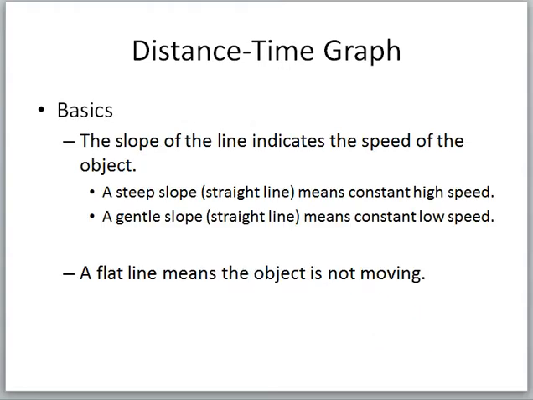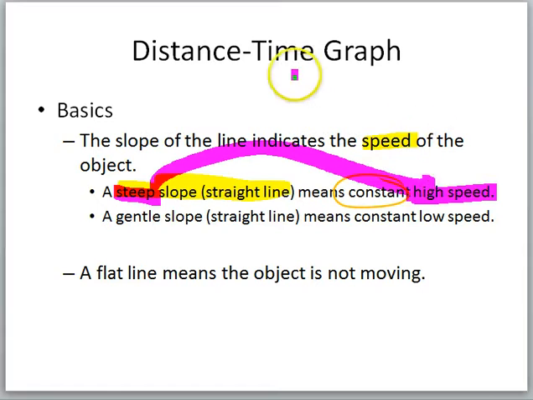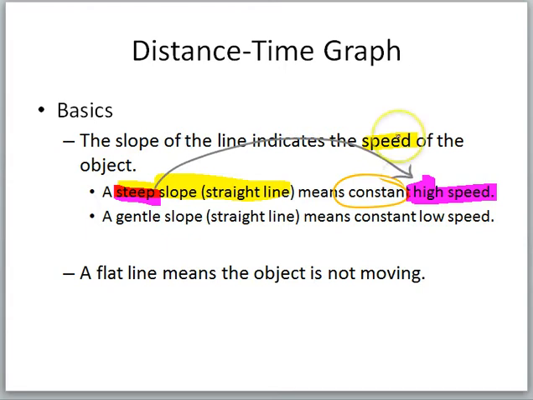Some of the basics that you must note for the distance time graph: the slope indicates the speed of the object. A steep, straight line slope means, take note of this word here, a constant high speed. Because it is steep, that's why it is high speed.